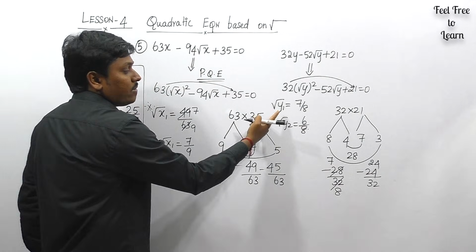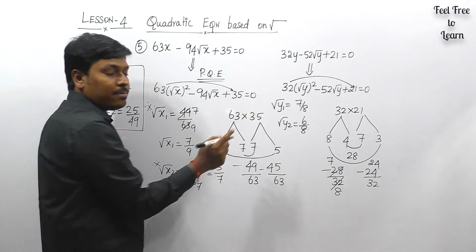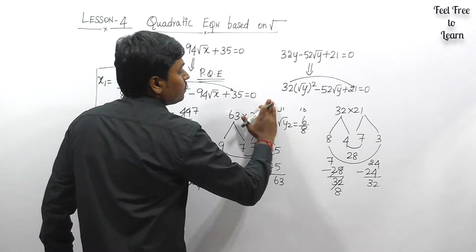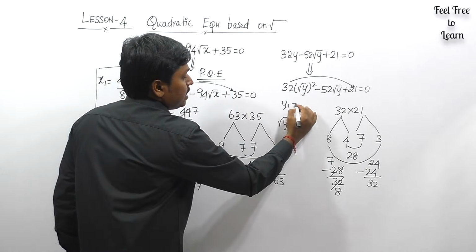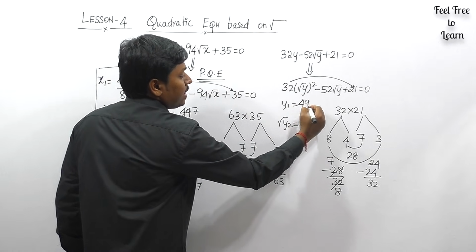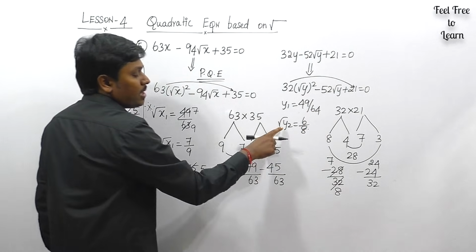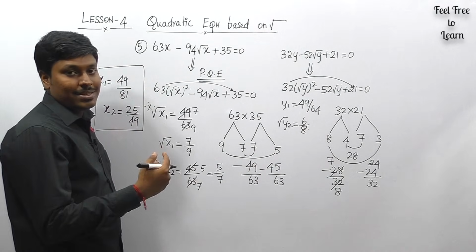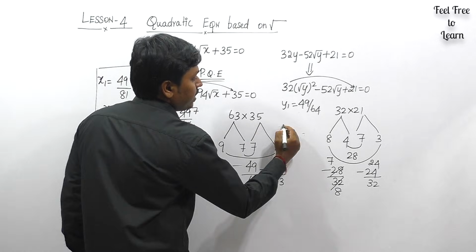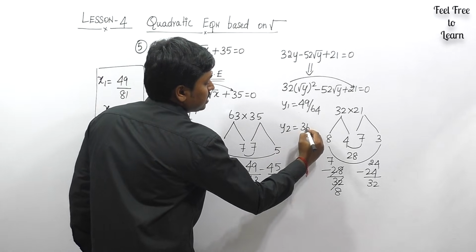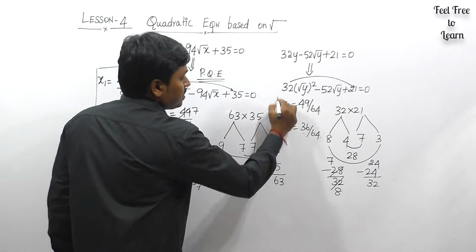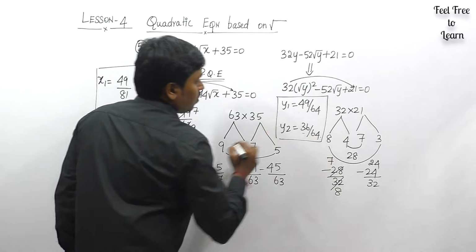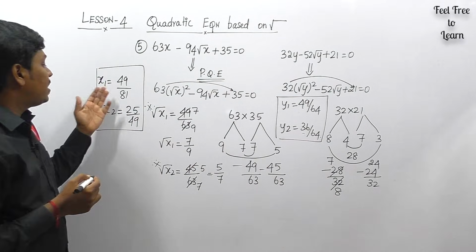So friends, listen carefully. Root of y1 is equal to 7 by 8. So y1 is equal to, 7 square will be 49, 8 square will be 64. Similarly, root of y2 will be 6 by 8. So y2 will be 6 square, that is 36 divided by 64. So friends, finally we got the values, that is y1 and y2, right? And also similarly x1 and x2.